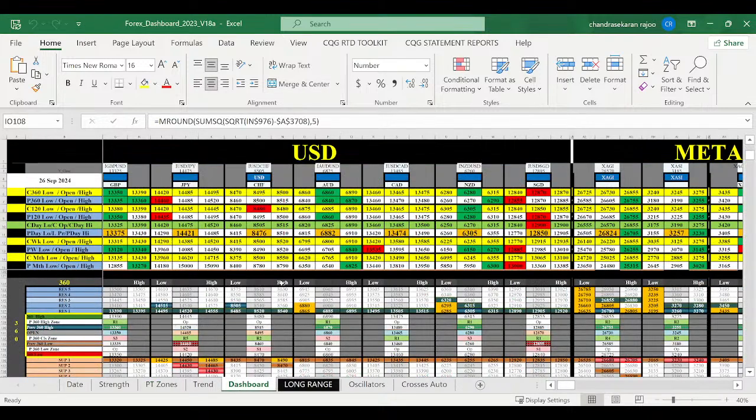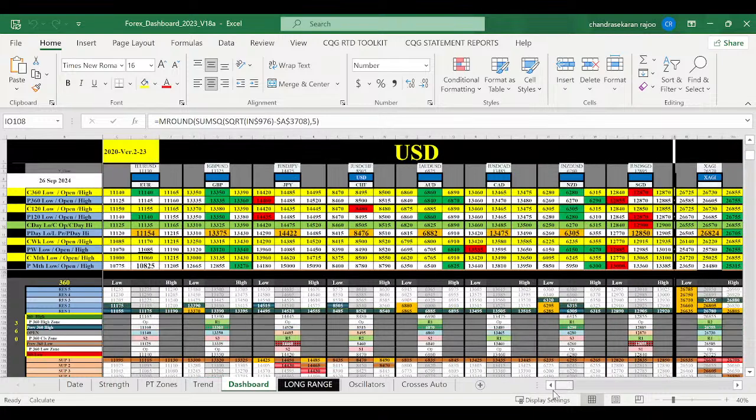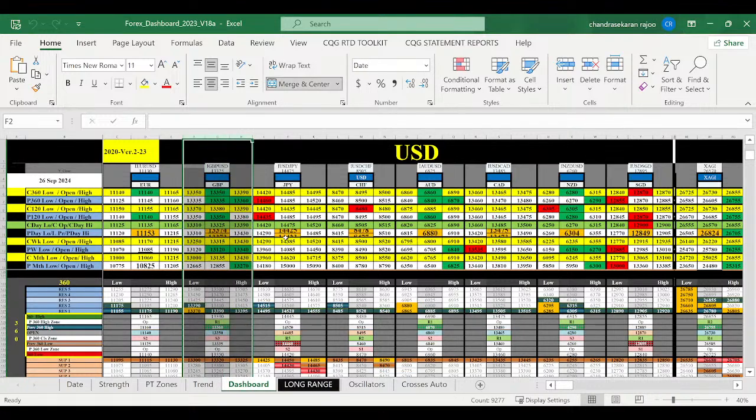So now we finally go into the dashboard. When we look into the dashboard, a lot of information can be derived from it. Now we look into your current 360 low, which is 133.50, your current day high is 133.90, and the current day low and previous day low are at the same level.